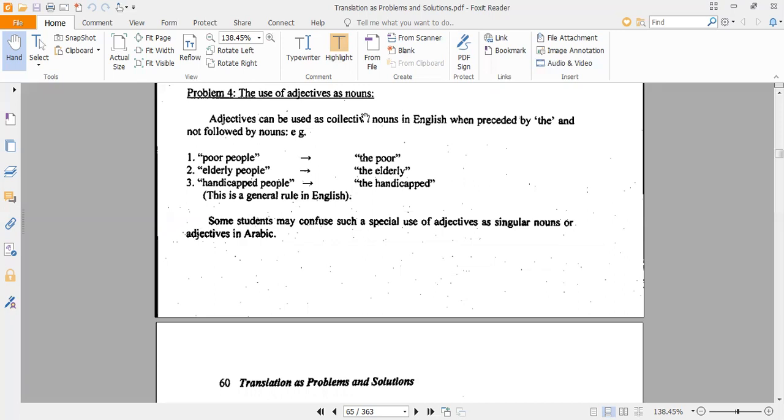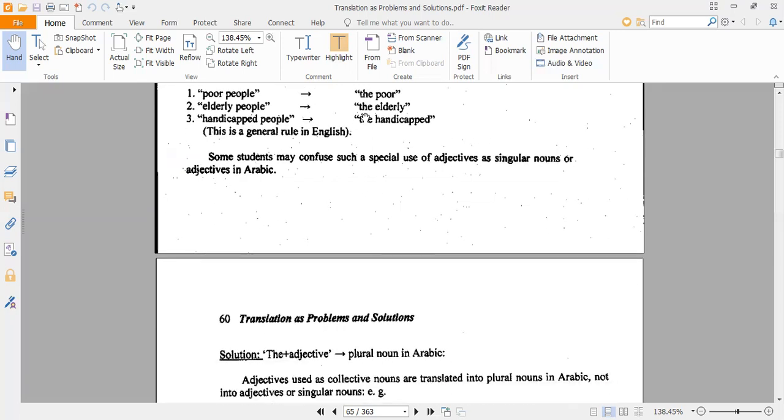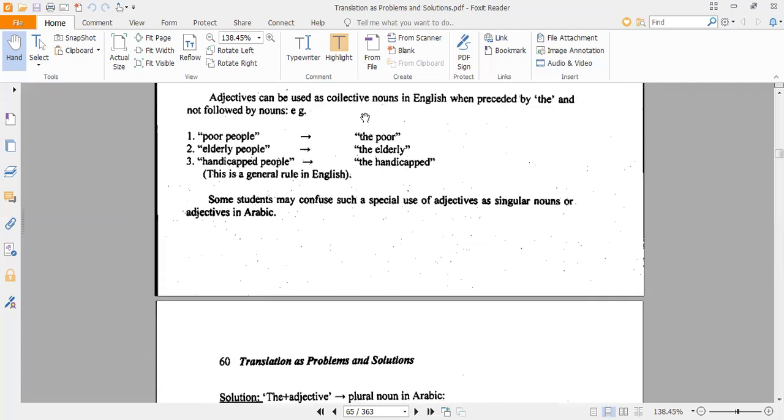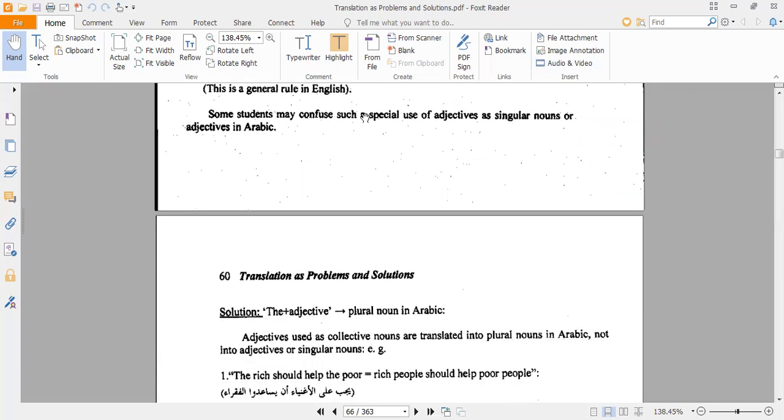The elderly، كبار السن. The handicapped، المعاقون أو المعاقين. أوكي. فأنا هنا بستخدم the plus الادجكتيف، نستخدمها للإشارة للاسم الجمع. أوكي.